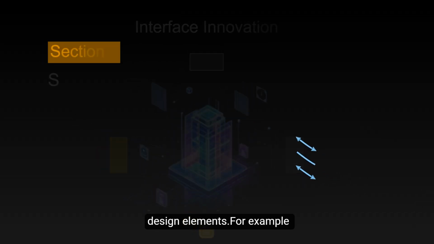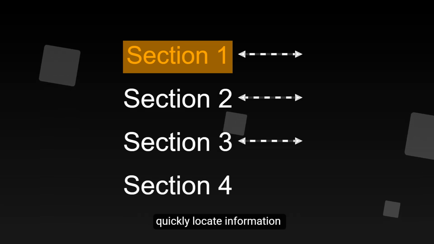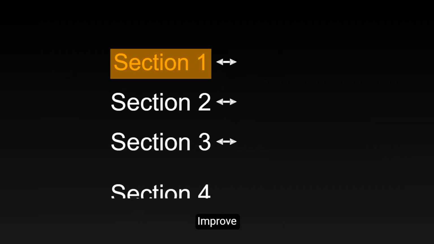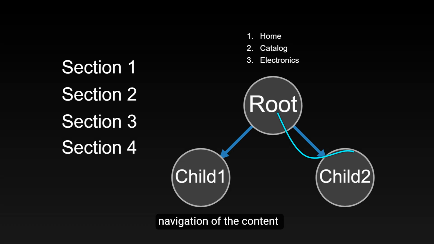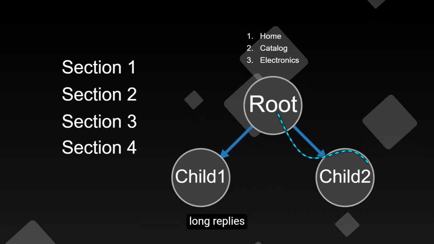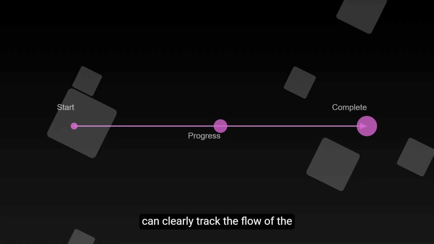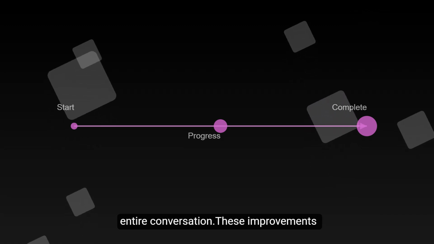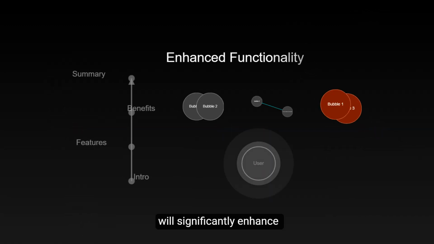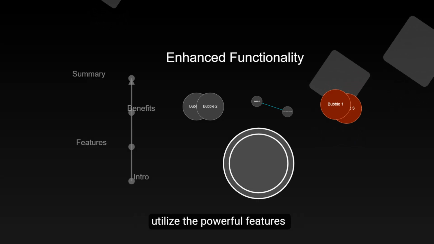For example, add a mini table of contents for lengthy responses to help users quickly locate information. Improve the hierarchical structure navigation of the content, making it easier for users to find the required information in long replies. At the same time, optimize the management and display of context to ensure users can clearly track the flow of the entire conversation. These improvements will significantly enhance the user experience, allowing users to more effectively utilize the powerful features of O1.